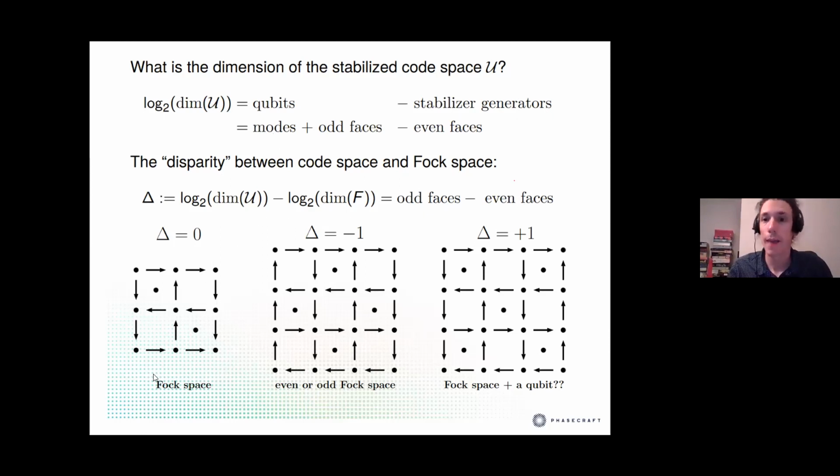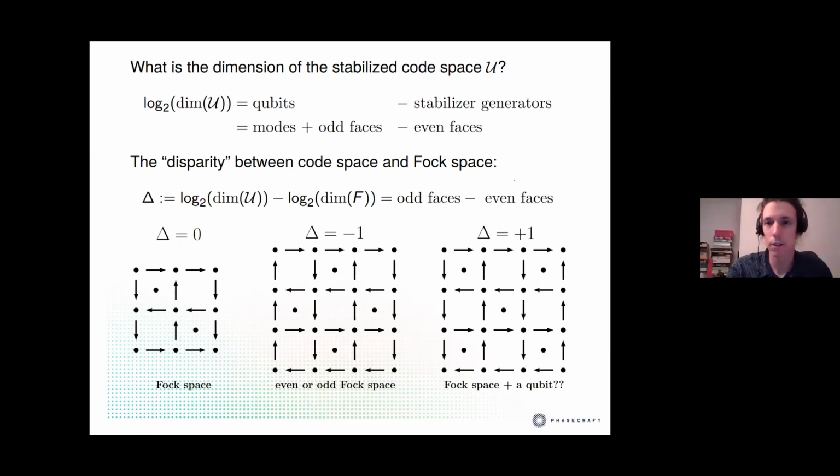Okay, so that means that the code space dimension will depend on the shape of our lattice, right? So for instance, if we have the same number of odd faces as even faces, as in this case, then the disparity is 0 and we represent the whole Fock space. In the case where there are more even faces than odd faces, the disparity is -1, and that means that we represent half of the Fock space, either the even or the odd Fock space, depending on the sign conventions that you choose for the edges. If there are more odd faces than even faces, then the disparity is +1, which means that we're representing our Fock space plus some additional qubit degree of freedom, some logical qubit degree of freedom.